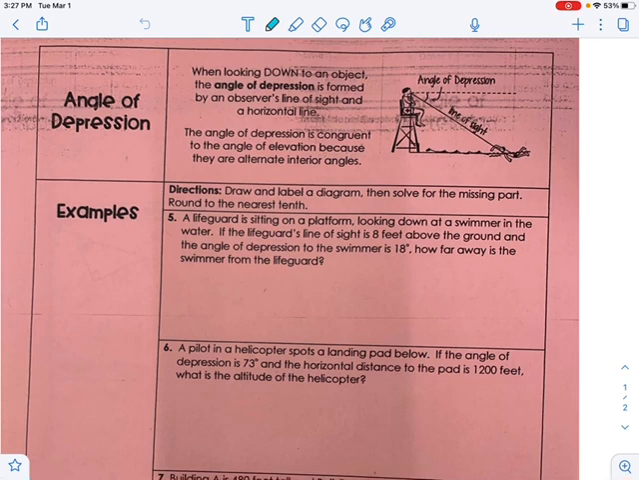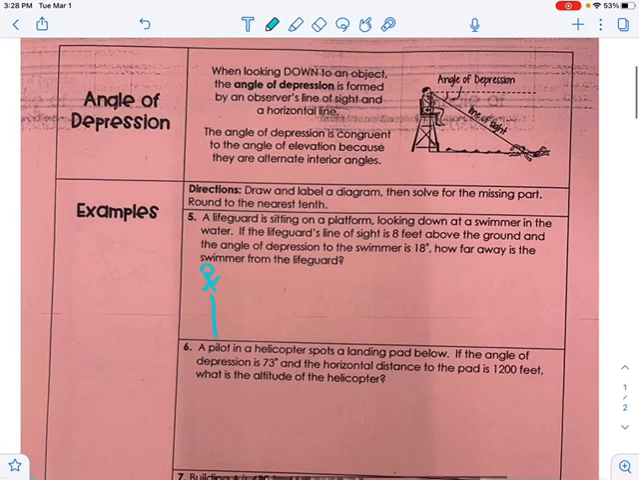So in number 5, we have a lifeguard, and he's sitting up here, right? He's sitting on a little tower thing. Then he sees a swimmer. So this guy's swimming from where he's sitting. So boom, he can see him, right? Line of sight. I do know that the lifeguard's little tower is 8 feet tall. And then I'm going to make a right triangle between the swimmer and the tower. Boom, right triangle.